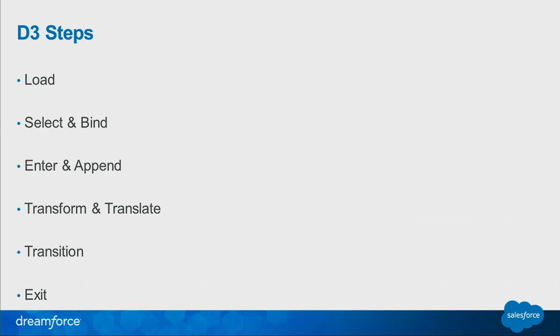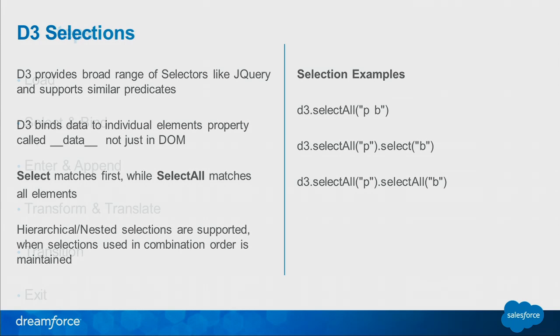And then we have something called transition. That's similar to what other frameworks do. You just do some animation. And exit is a special operation, and I'll walk through this as we move along. It helps us emulate join-like scenarios in the UI.